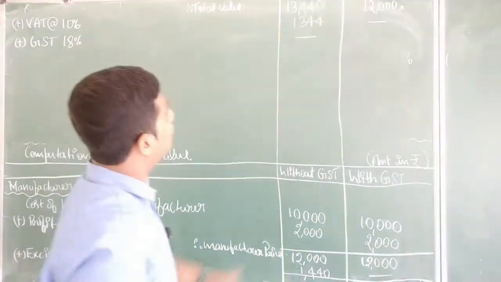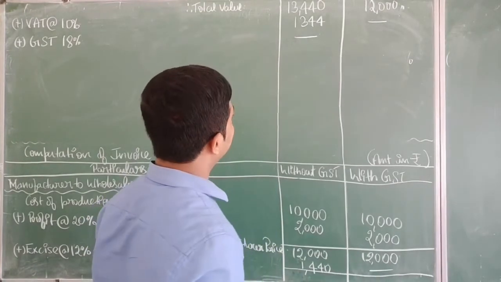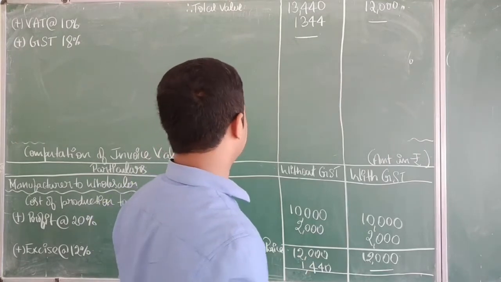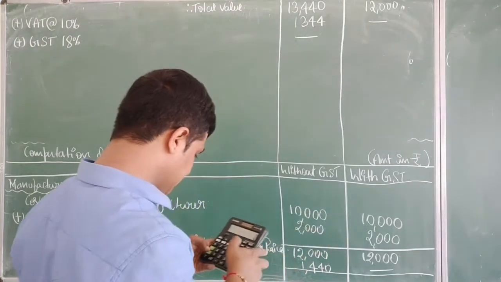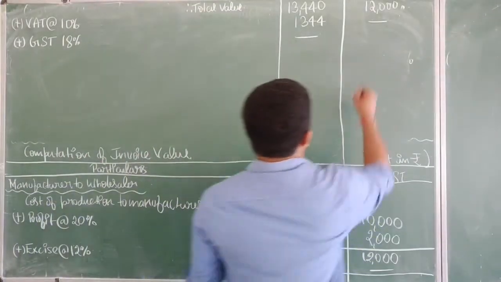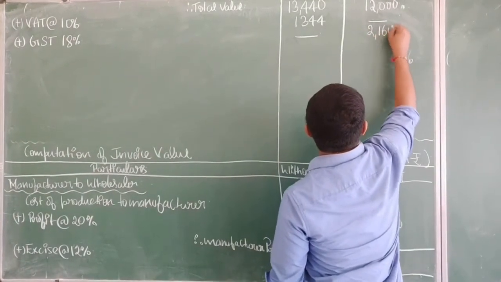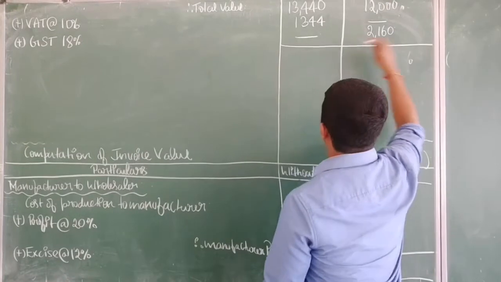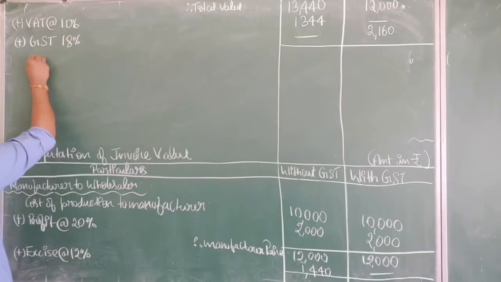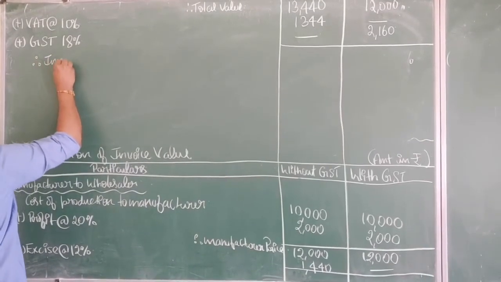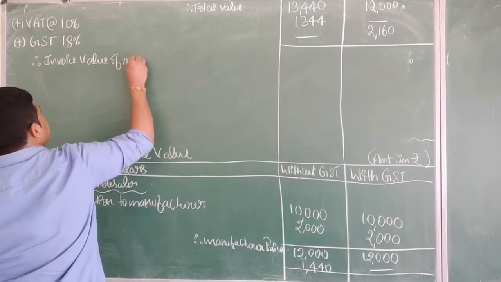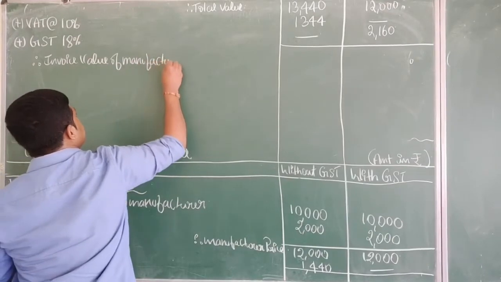Now I have to calculate on 12,000 at 18%. So 12,000 into 18%, 12 18s is 216. Then one more 0. So let me confirm that. So 12,000 into 18%, yes, that is equal to 2,160. So this value, after adding all these taxes plus the profit margin, is equal to the invoice value of manufacturer to wholesaler.